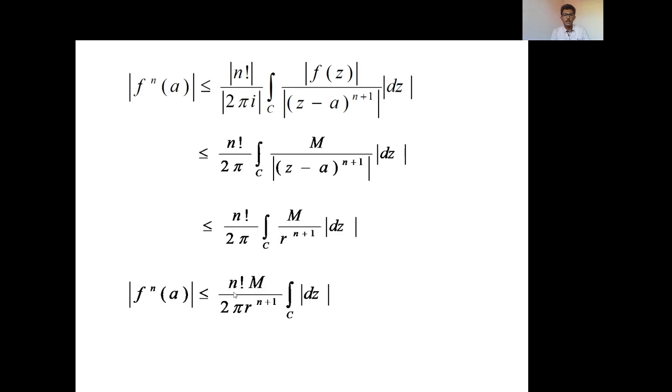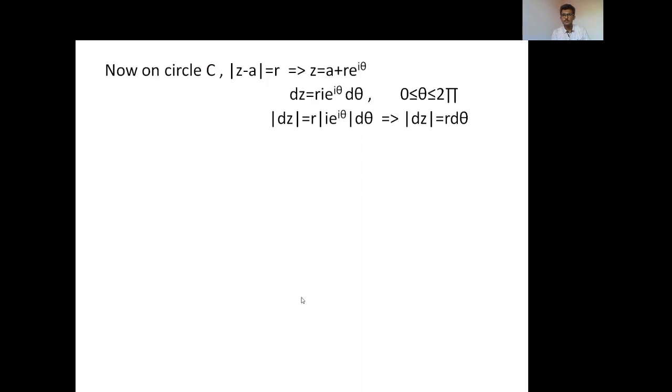So n factorial M divided by 2 pi r power n plus 1 into the integration over C, where theta varies from 0 to 2 pi, and modulus of dz is r into d theta. So f power n of a is less than or equal to n factorial M divided by 2 pi r power n plus 1 into integration from 0 to 2 pi of r d theta. r is again a constant, take it outside. This r and r power n plus 1 get cancelled. Therefore, remaining is n factorial M divided by 2 pi r power n. The integration from 0 to 2 pi of 1 d theta is nothing but theta with limits 0 to 2 pi, therefore we get 2 pi.